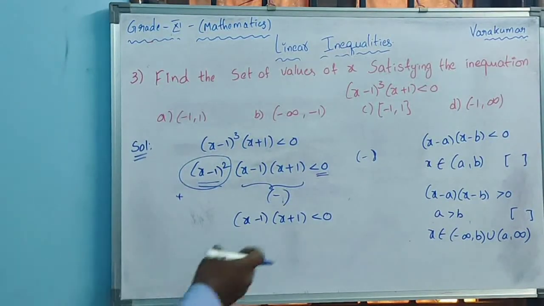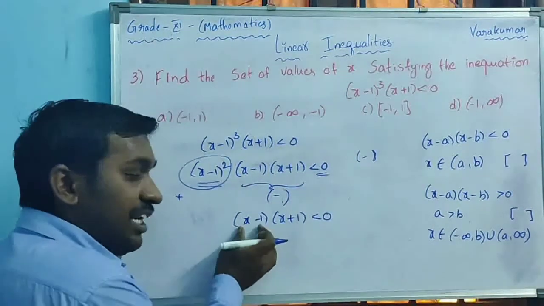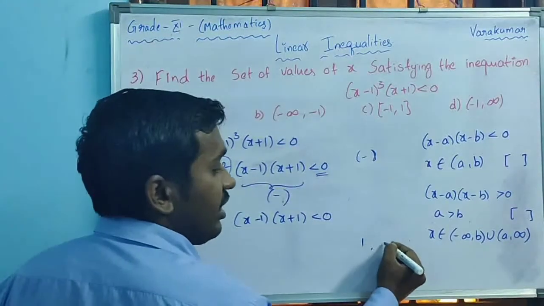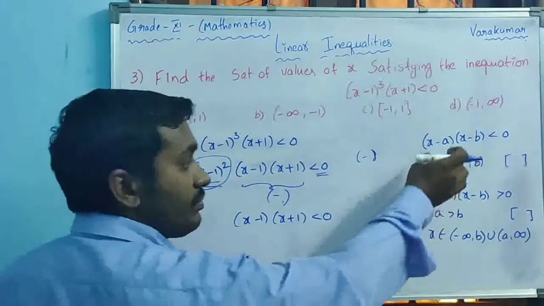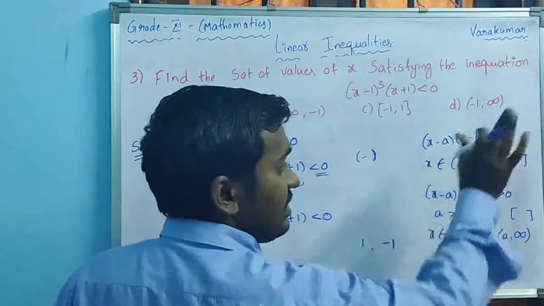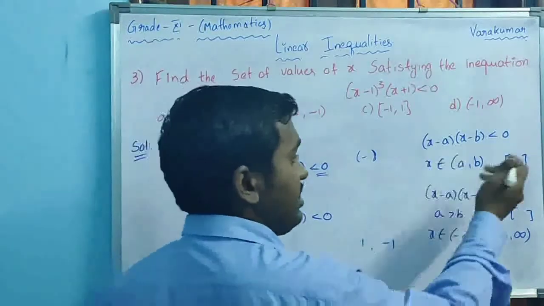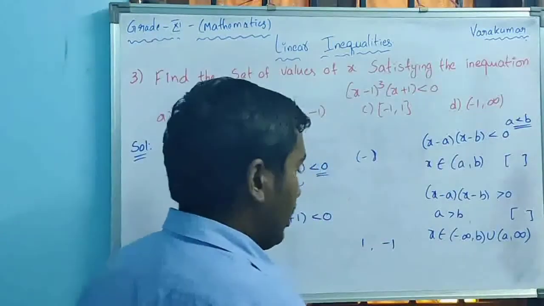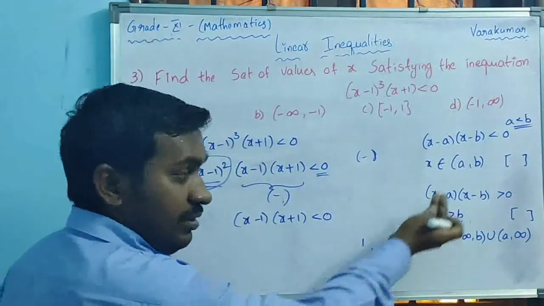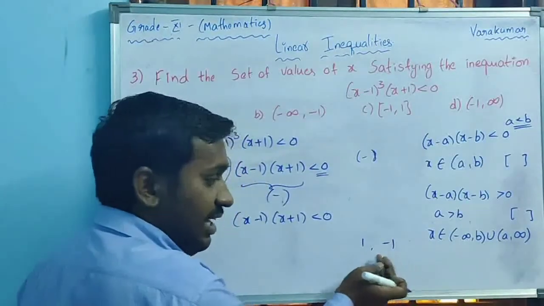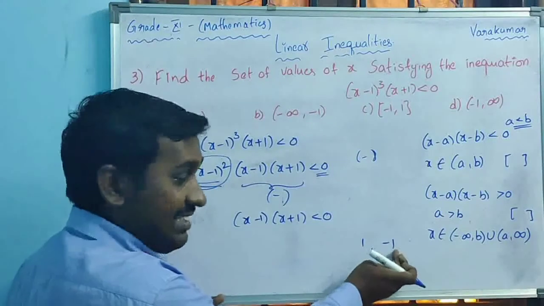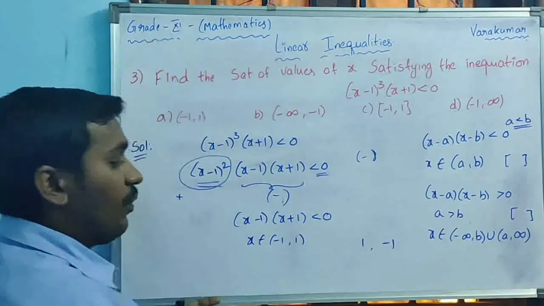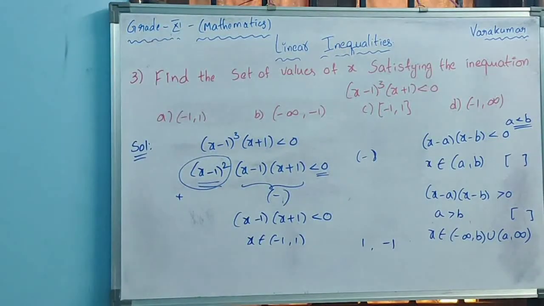According to the condition, what are the critical points here? x minus 1 is equal to 0 and x plus 1 is equal to 0, so the critical points are 1 and minus 1. Now for (x minus a)(x minus b) less than 0, take a less than b. Here minus 1 is lesser than 1, so x definitely belongs to minus 1 comma 1.